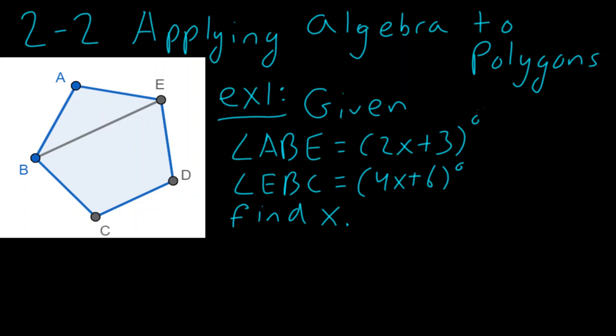Okay, here we are in our first section for 2-2, applying algebra to polygons. Now in example 1, it says given angle ABE is 2x plus 3, so I'll start A to B to E. We can write 2x plus 3. And it says EBC, so here's E to B to C, I'm going to do two arcs here, is going to be 4x plus 6.